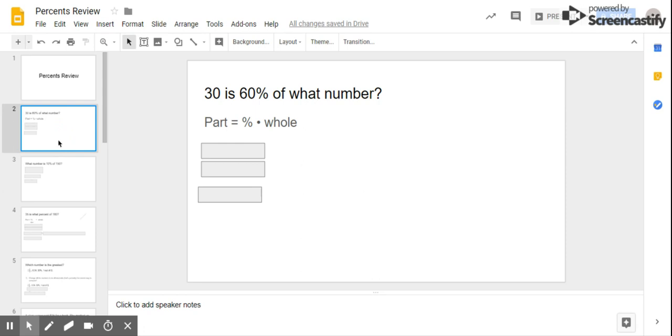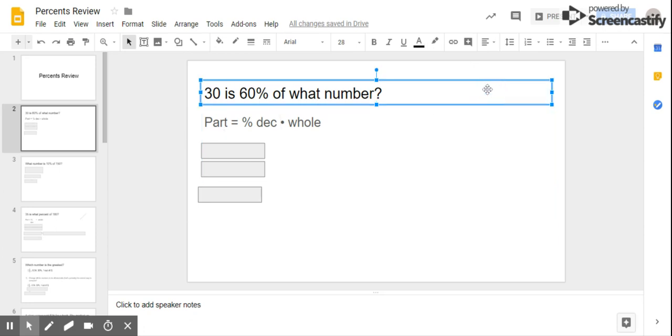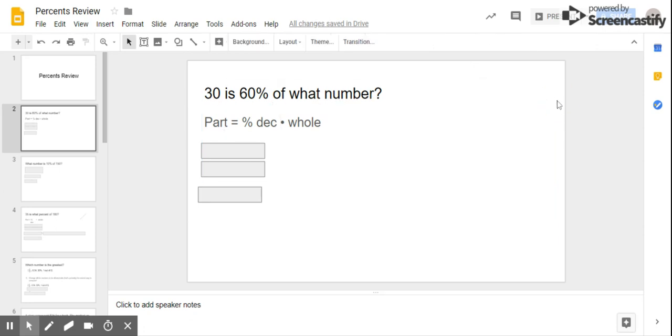30 is 60% of what number? So you want to start with your percent equation. Part equals percent times your whole. This should be percent as a decimal times your whole. All right, so you have 30 is 60% of what number? So obviously 60%, that's your percent. Now you have to change it to a decimal, so move it 2 places to the left, so it will be 0.60.